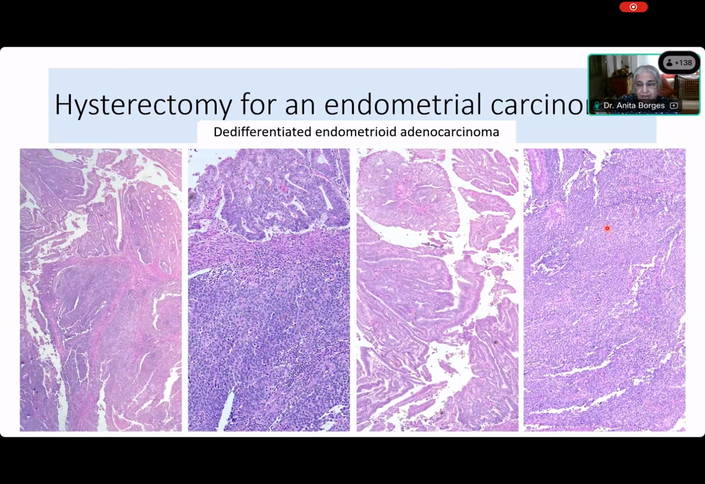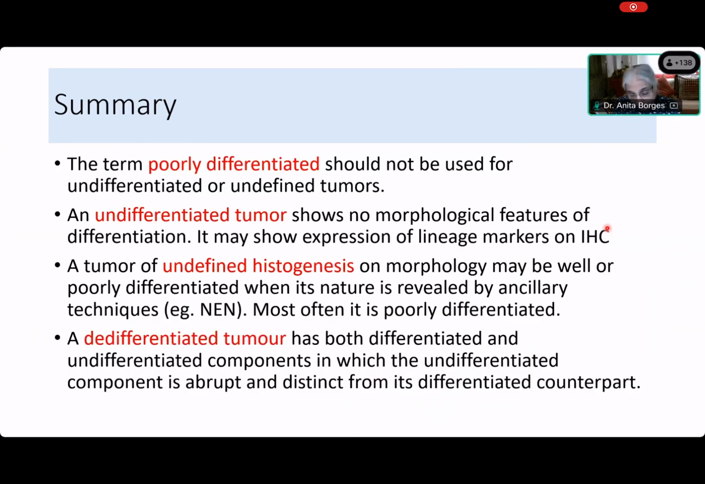So I think that we have come to the end of this presentation. I'll just leave you with a summary. And the question that somebody had asked will be answered over here. The term poorly differentiated, although we keep using it all the time, should not be used for undifferentiated or undefined tumors. But we do it. Okay, and I showed you that on morphology, when we can't see differentiation, we call it a poorly differentiated malignant tumor, or even just a poorly differentiated tumor.